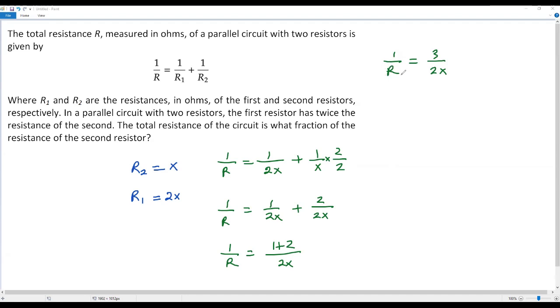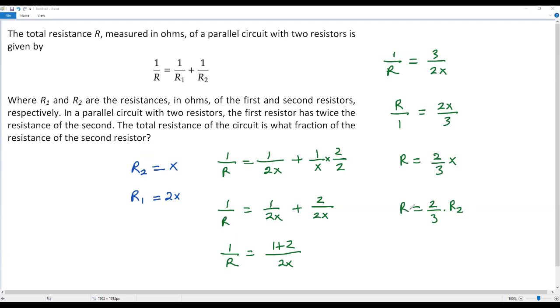So now what we can do is take the reciprocal on both sides. If I take the reciprocal of this 1 over R, I'm getting R over 1. And if I take the reciprocal of this one, I'm getting 2X over 3. Now R over 1 is just R, and this 2X over 3 can be written as 2/3 times X. R equals 2/3 times X, and we can replace this X by R2 because X is the resistance of the second resistor, that is R2.